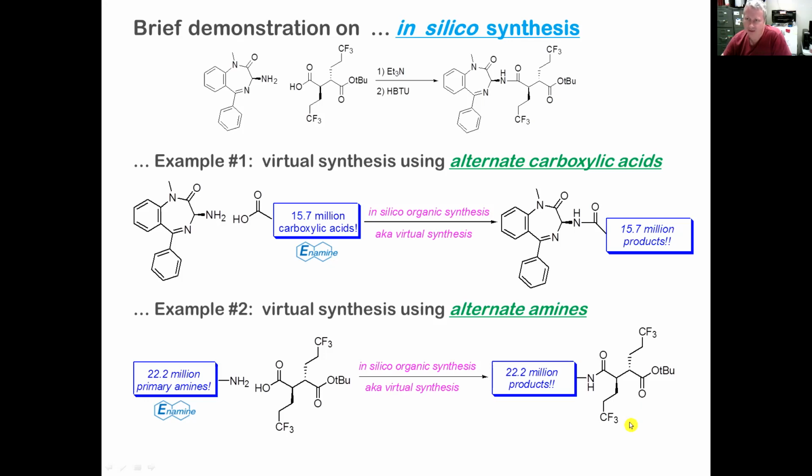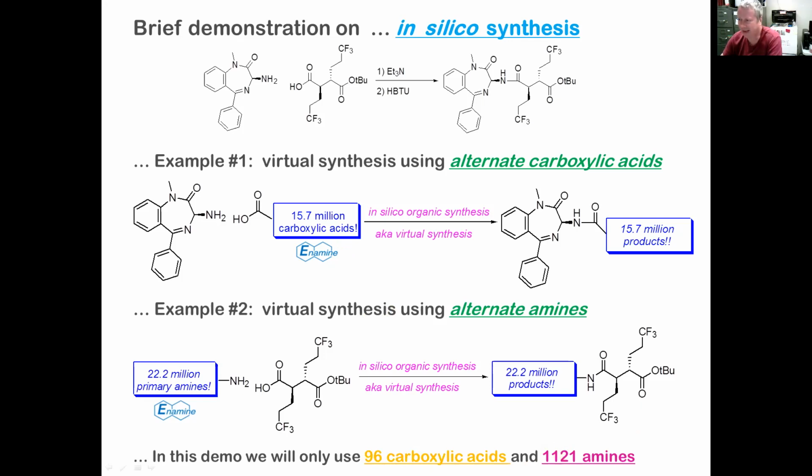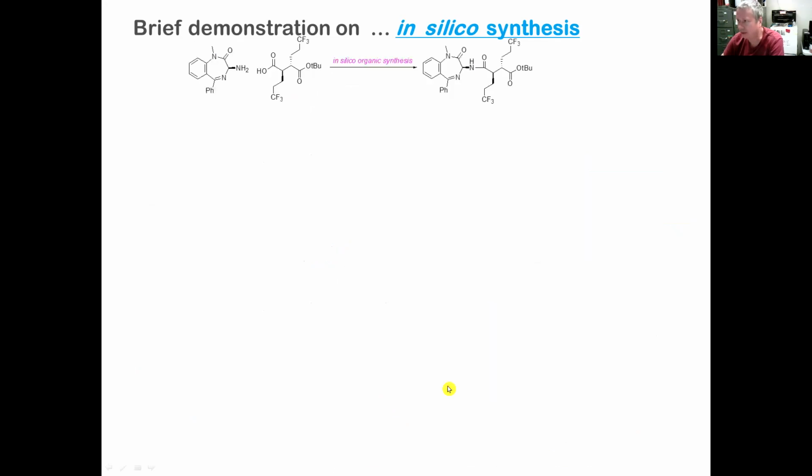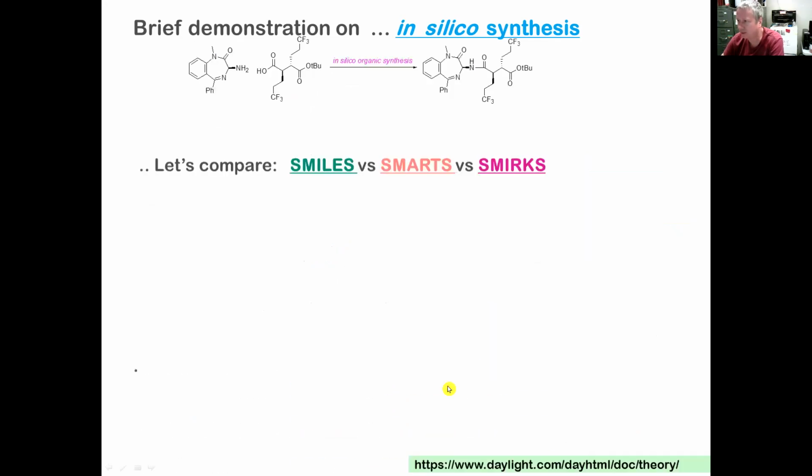But we're going to make this fast and easy, we're going to do a subset. We're going to do 96 carboxylic acids on the top and 1100 amines, just because we don't really have the interest to do a million couplings, and it might actually take more than a few minutes. Okay, so let's do this now.